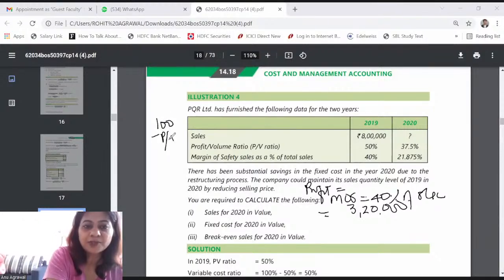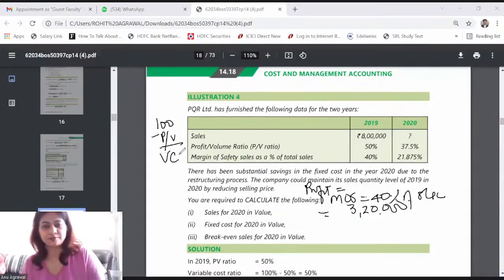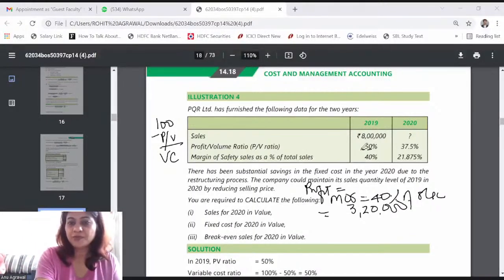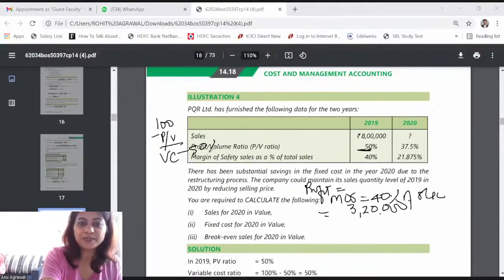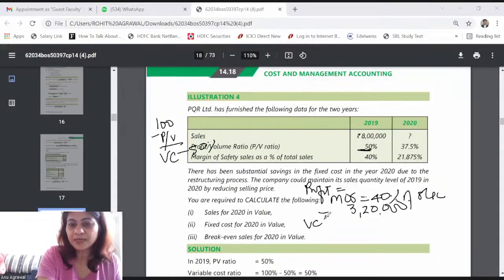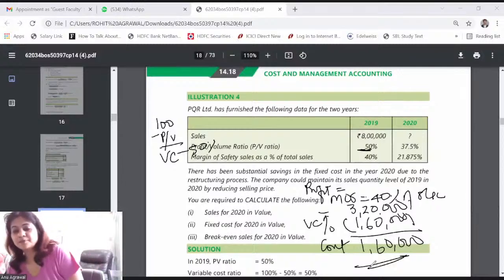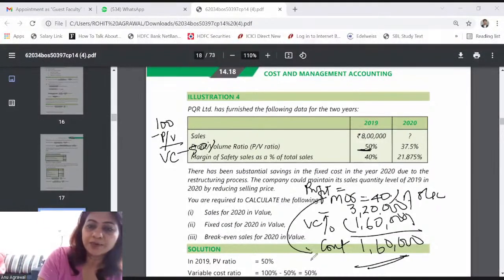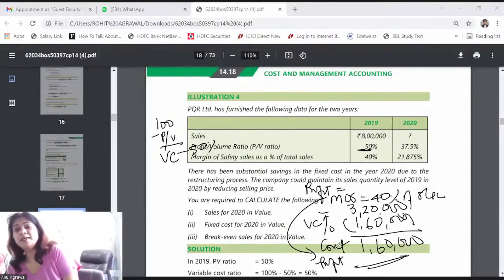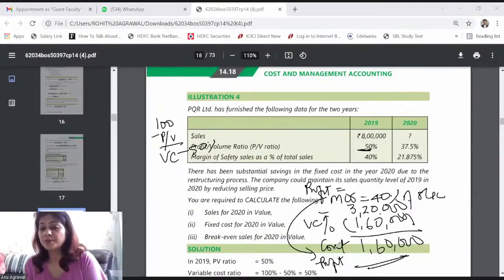Variable cost ratio, how did you find out? 100 minus PV ratio would be nothing but VC ratio, yes or no? So if PV ratio is 50%, VC ratio would also be 50%, yes or no? That means if I subtract the variable cost as a percentage of sales, I get contribution, yes or no? Which is how much? 1,60,000. Now at MOS, contribution is nothing but profit, yes or no?